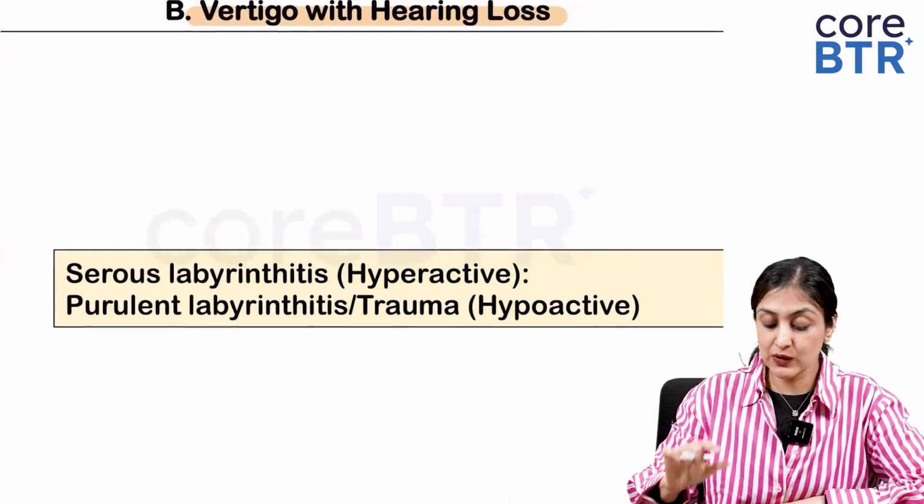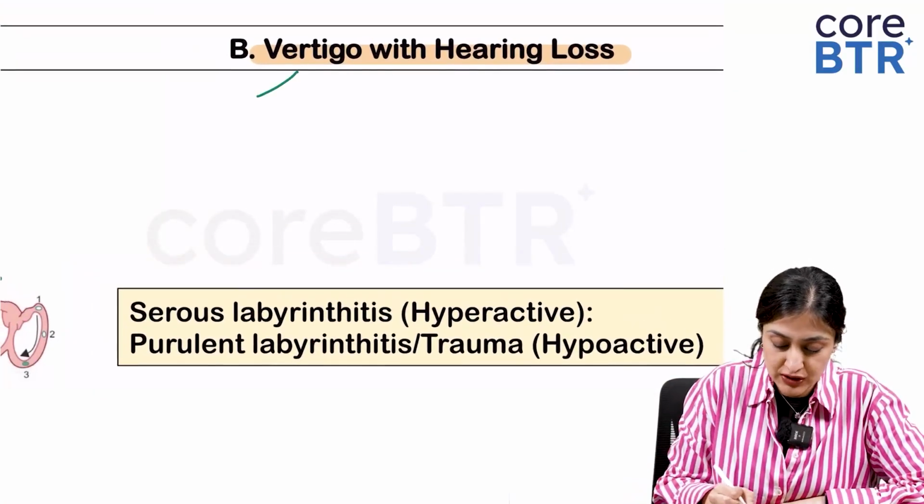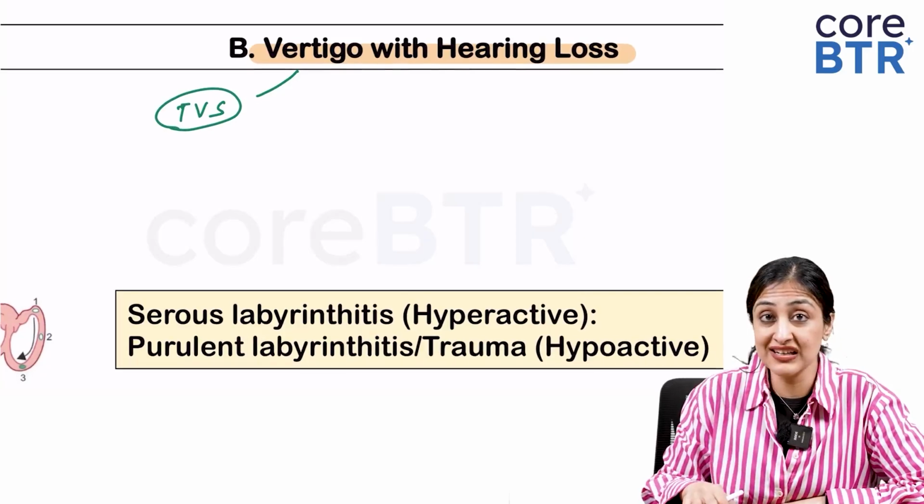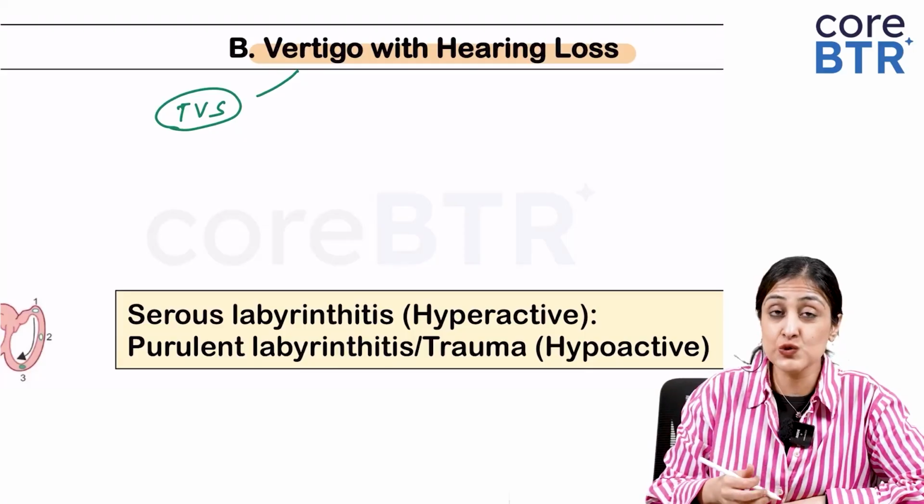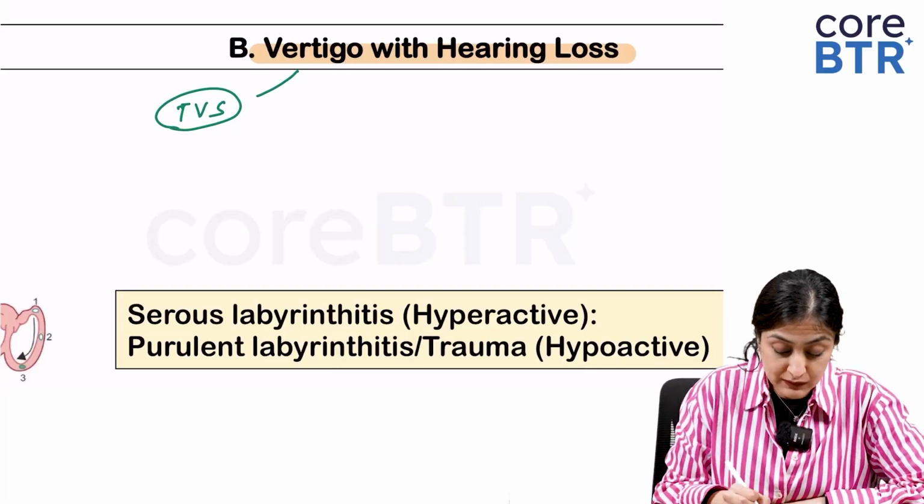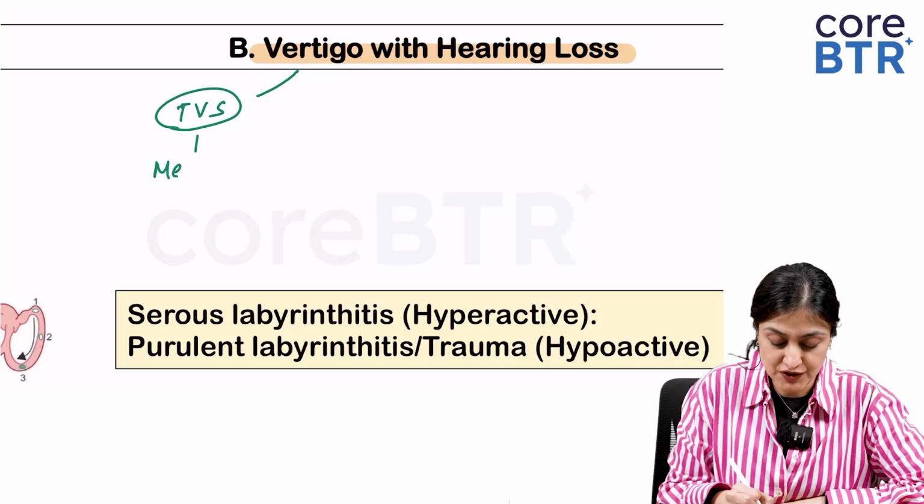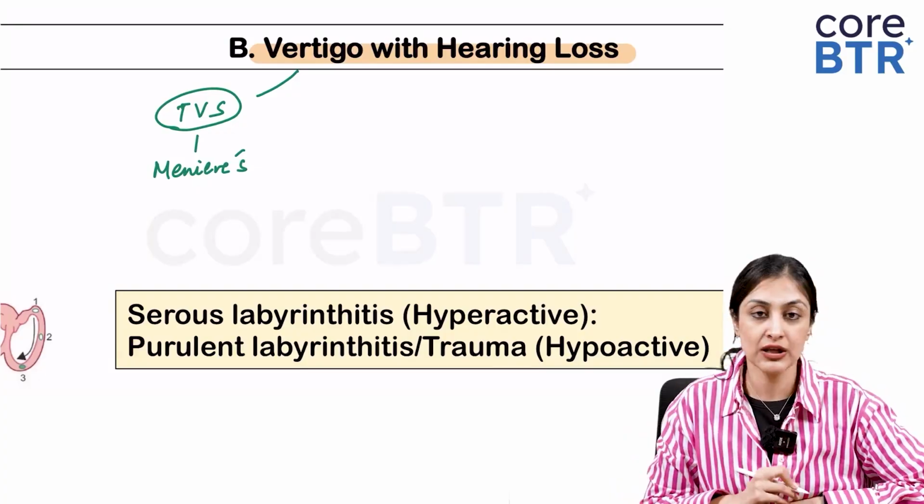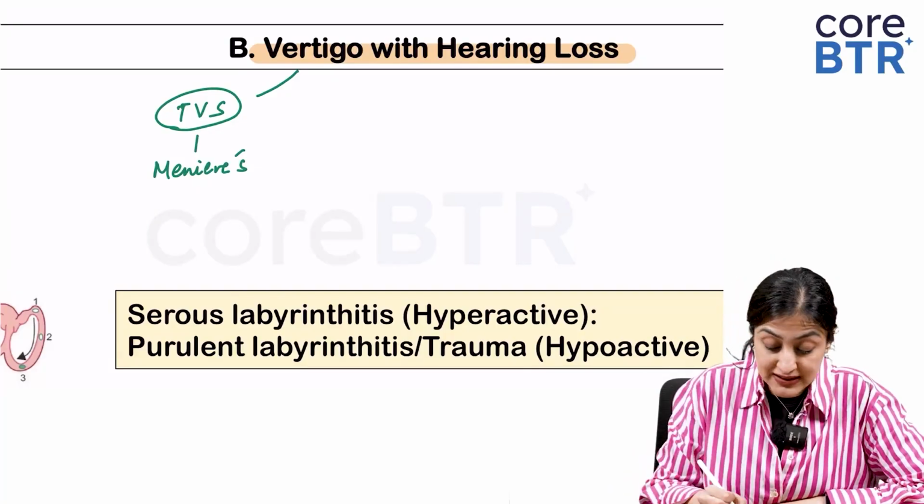What if there is vertigo with hearing loss? First of all, do you remember TVS? If you have unilateral sudden TVS, with diplacusis, Tullio, Tumarkin, what am I talking about? Meniere's disease. So you do electrocochleography, you treat it, we know it all. So that's Meniere's. What is the other differential diagnosis?